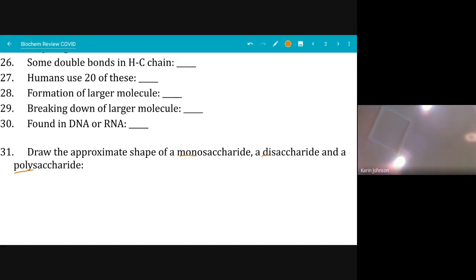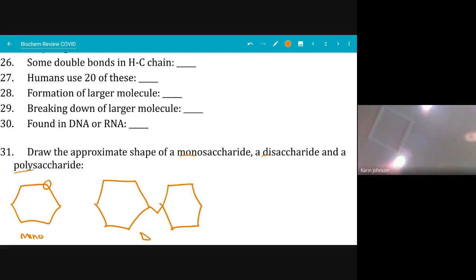But if we're going to draw a monosaccharide, the monosaccharide looks like this. Now, I could get more detail. I could put oxygen in the corner, and I could do all kinds of other things, but that is a single sugar, so that's my mono. Then I could show a disaccharide exactly the same. You put kind of like a little V in between them. And this is your disaccharide. It's got 2 hexagons put together. And then a polysaccharide would be 3 of them put together.